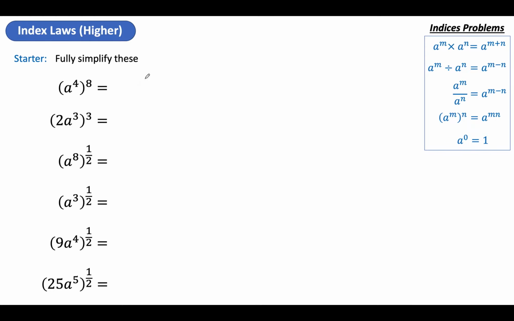Okay, we have unpaused. Right, so when we've got a power raised to a power, we know that we multiply those two powers together. So this would simplify to be 8 to the power of 32.